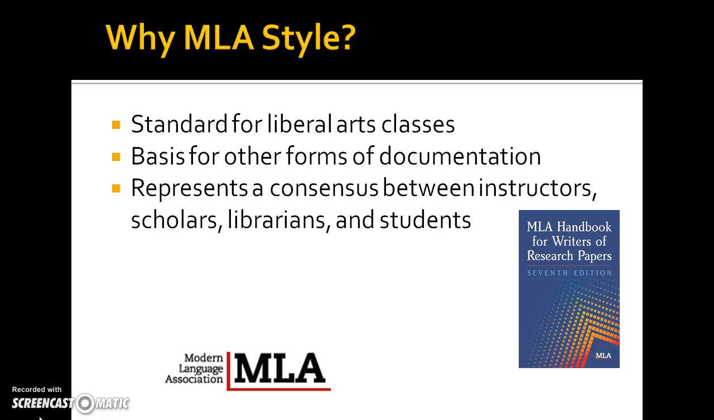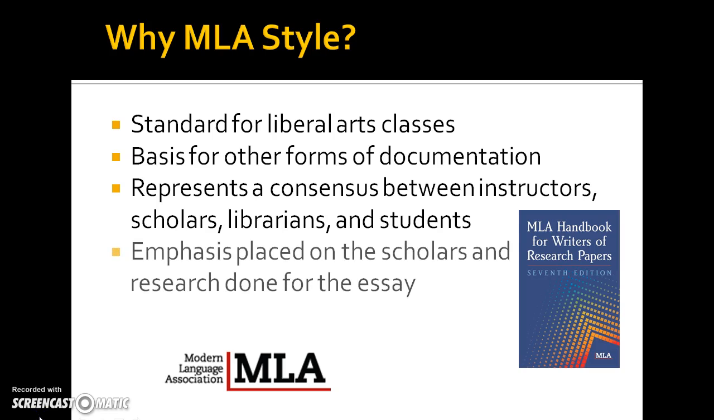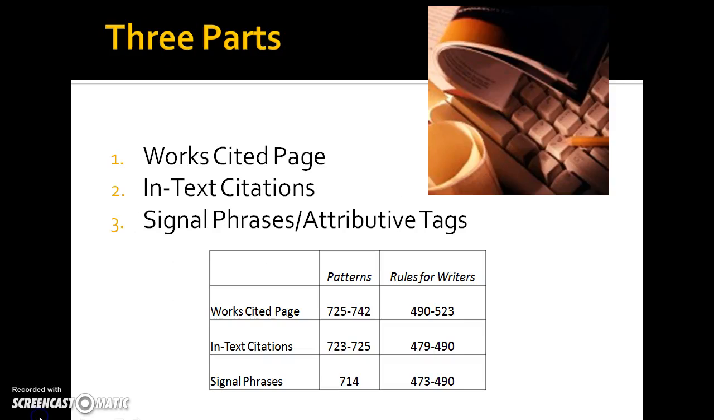Any documentation style represents a consensus between instructors, scholars, librarians, and students. So if you were to go up to an instructor or librarian with a source cited in MLA, he or she should be able to find it quite easily. And finally, we use MLA because in MLA the emphasis is placed on the scholars and research done for the essay, not necessarily other things like years the source was published, which is something the APA style emphasizes.